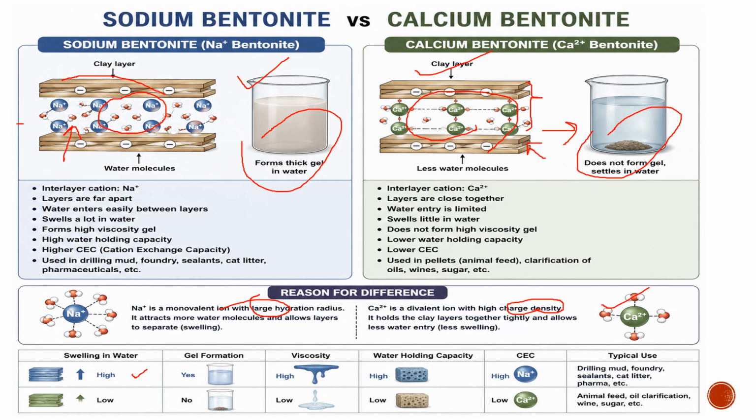Swelling is higher in case of sodium bentonite, gel formation is high, viscosity is high, water holding capacity is also high, and CEC is also high in case of sodium bentonite. So it is used in drilling, etc. Whereas calcium bentonite, when compared to sodium bentonite, has all other properties low. It is used in animal feed and clarification processes. This is a major difference between sodium bentonite and calcium bentonite.